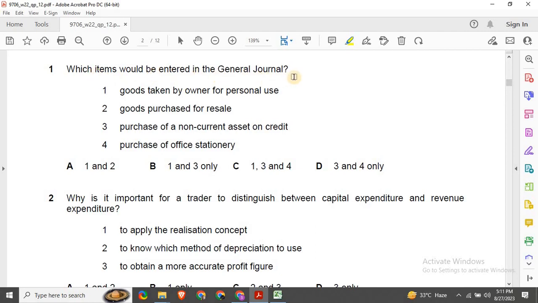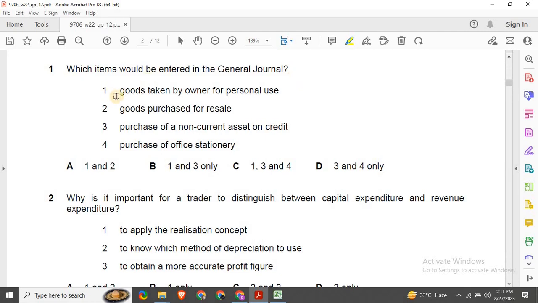So we know that there are 6 types of journals: sales, sales return, purchase, purchase return, cash book, and general journal. So whichever entry does not enter in sales, sales return, purchase, purchase return, or cash book will be entered in the general journal. So we have the following options.